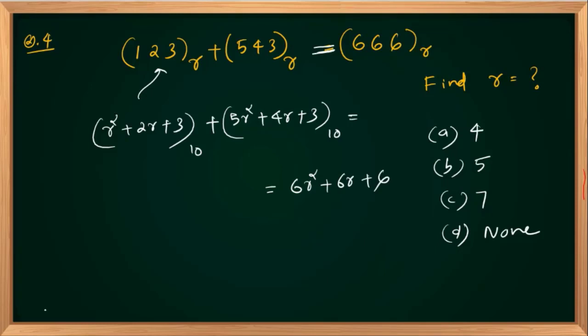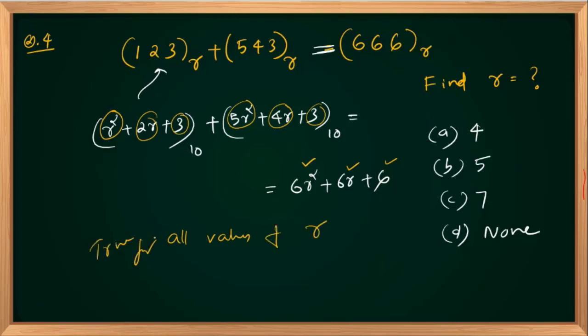So we have R square here and 5R square here. So that will be 6R squared. 2R and 4R will be 6R. 3 plus another 3 will get 6. So this equation will hold for all values of base R. This is true for all values of base R, right?